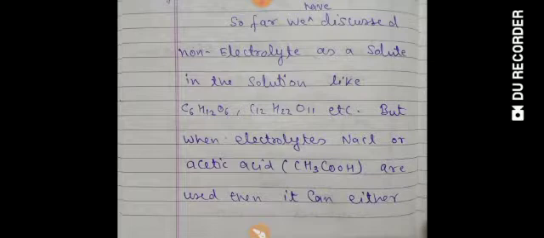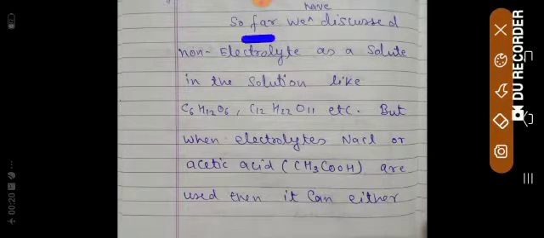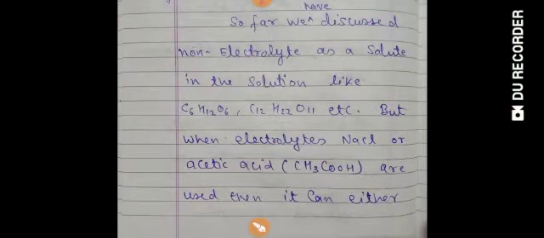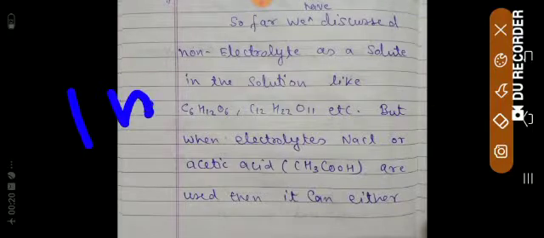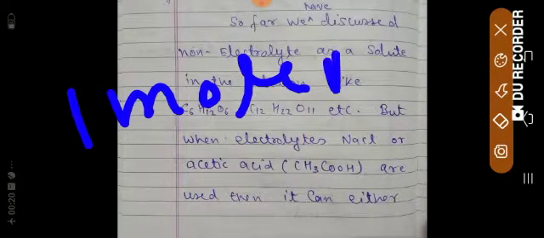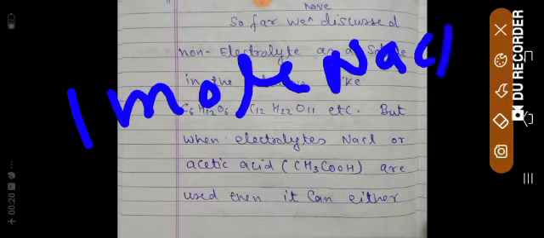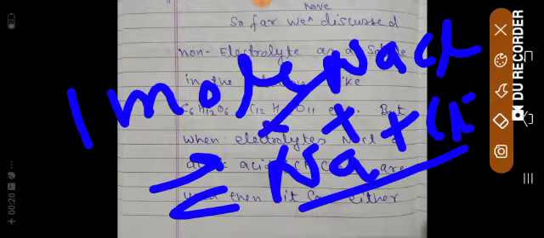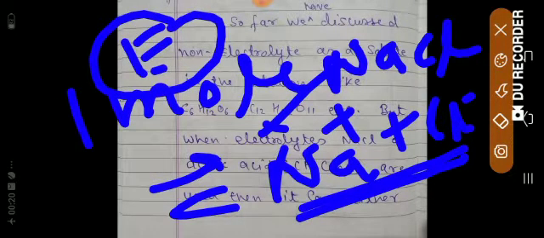So far we have discussed non-electrolytes. What is a non-electrolyte? What is an electrolyte? I am going to explain by example. Suppose you are taking 1 mole NaCl. You know from chemical equilibrium of 11th class, it will dissociate into 2 moles, Na plus and Cl minus. The substances that get dissociated into ions are electrolytes. So NaCl is an electrolyte.